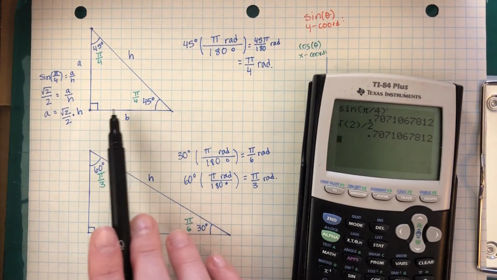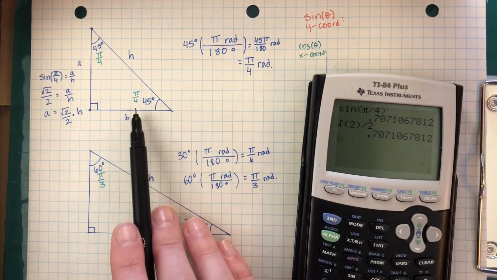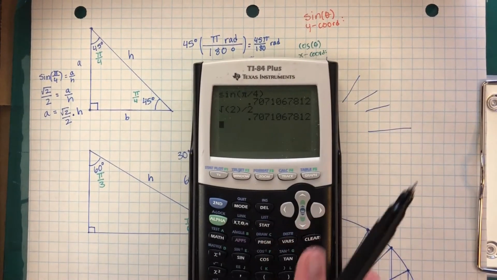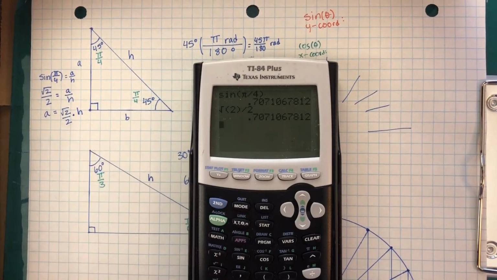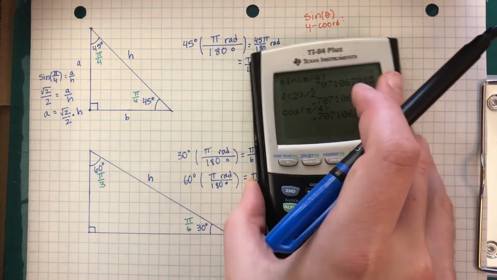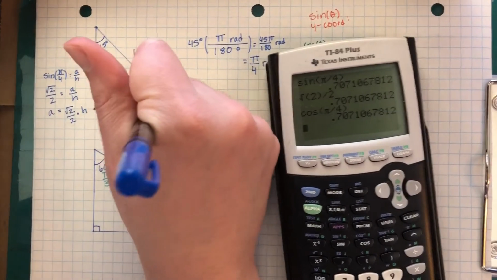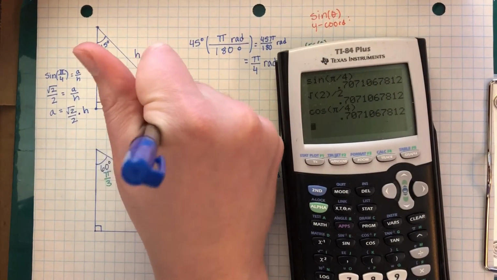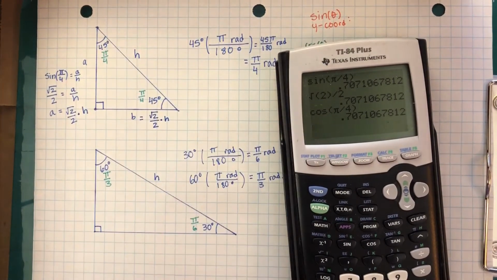If we do the same process, we would need to find the cosine of 45 degrees, or the cosine of pi over 4. Because I'm in radian mode, I'm going to type pi over 4 instead of 45 degrees. And I get, indeed, this same number. So for 45 degrees, the sine and the cosine are the same number, and both legs of the triangle will have the same length. So B is also going to be square root of 2 over 2 times that hypotenuse.